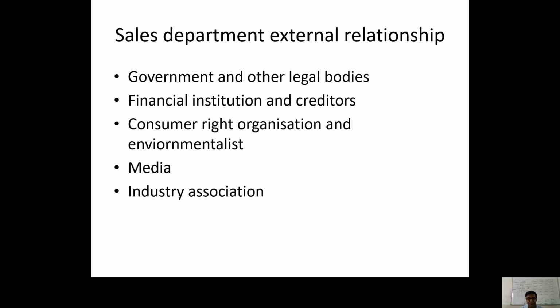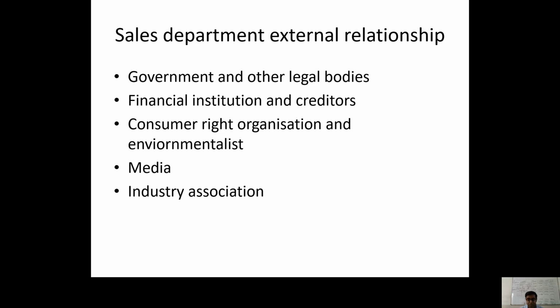There is not a single party which does not impact or affect the sales department, and vice versa. So today, the very first thing we are going to discuss is government and other legal bodies. You can think of government, either state, local, or central level government. They all have their laws, regulations, policies, and norms, which an organization must obey in order to be in the market or in business.